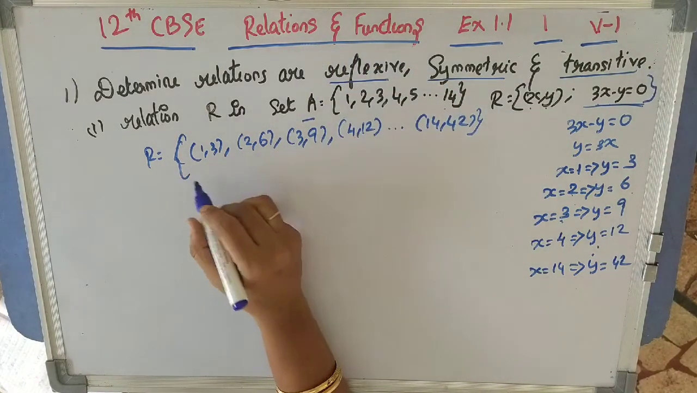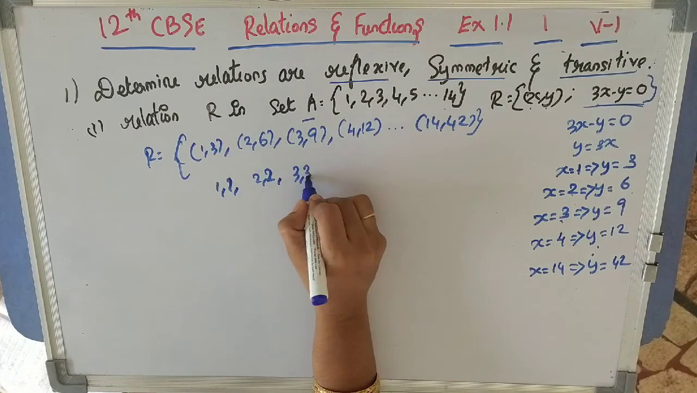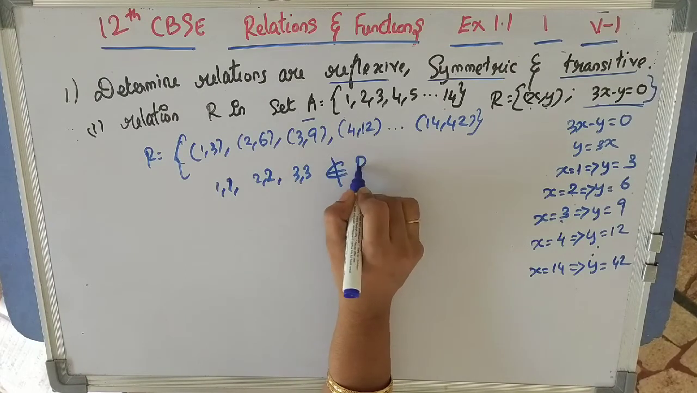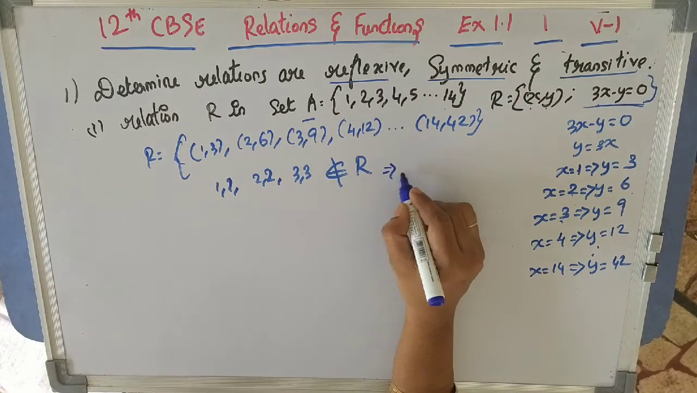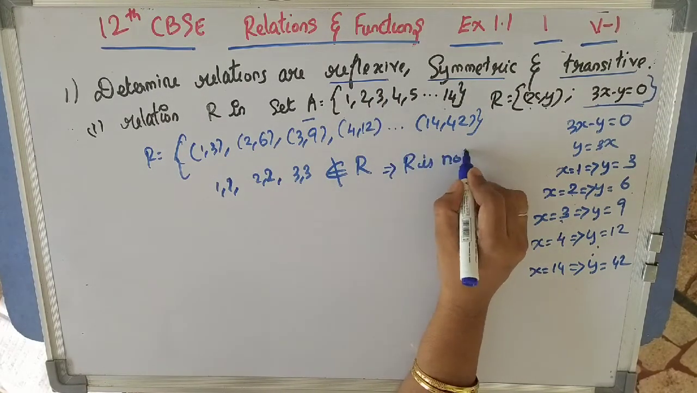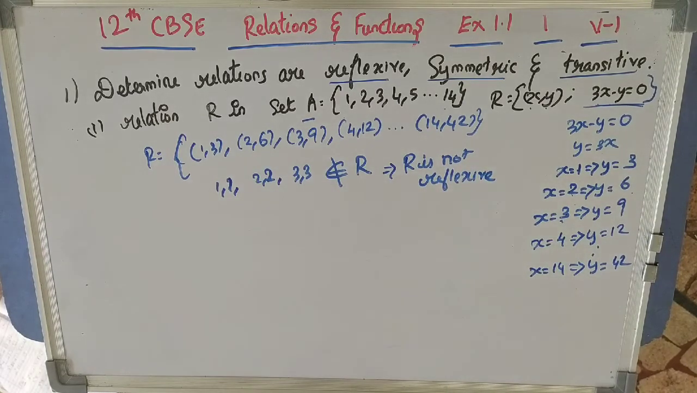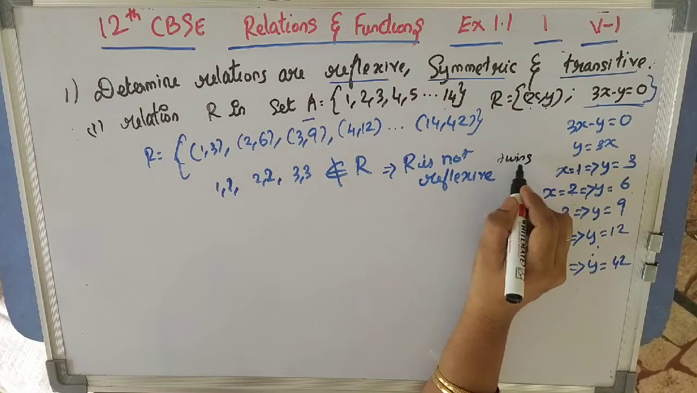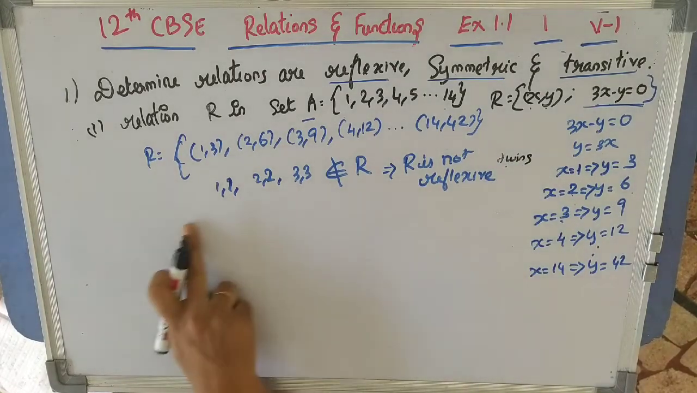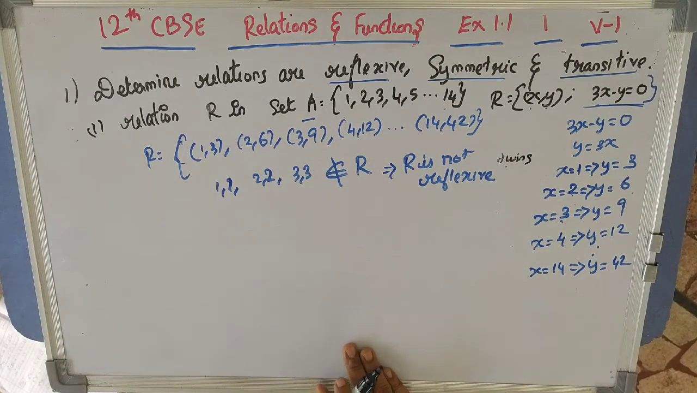Now we have to check whether it is reflexive or not. For a relation to be reflexive, elements such as (1, 1), (2, 2), (3, 3) should be elements of R. But here (1, 1), (2, 2), (3, 3) are not elements of R, isn't it? So R is not reflexive. If a relation is to be reflexive, then in the ordered pairs, x and y must look like twins, isn't it? Here, not even a single pair is like that. So this R is not reflexive. Clear? Now let's check whether the relation is symmetric or not.